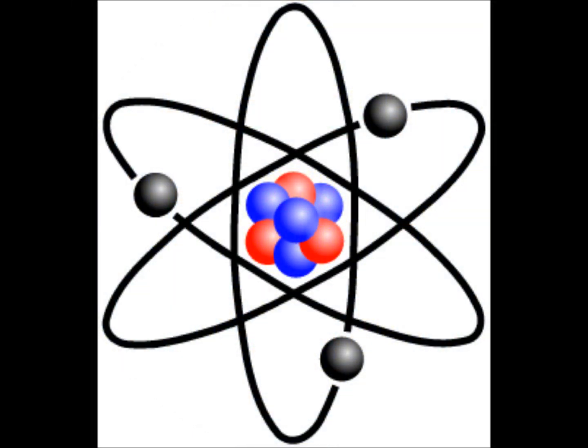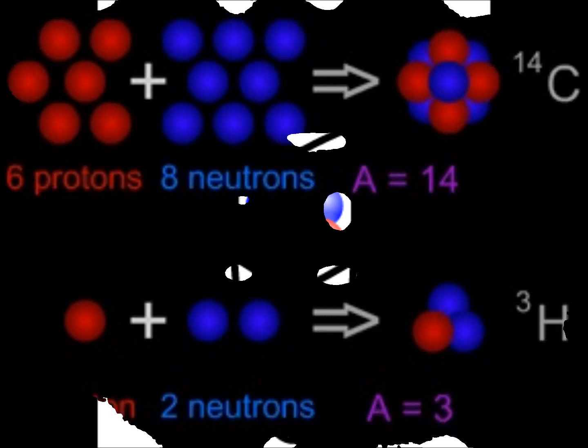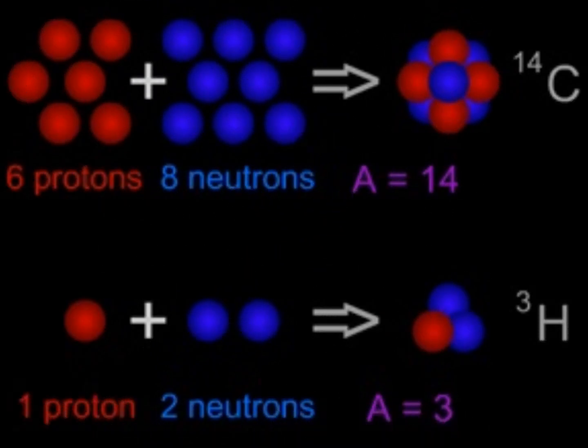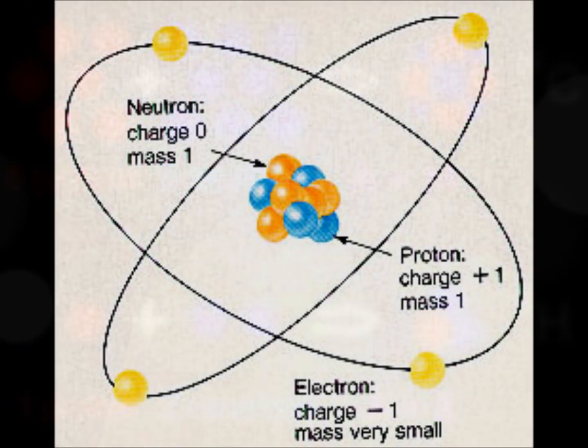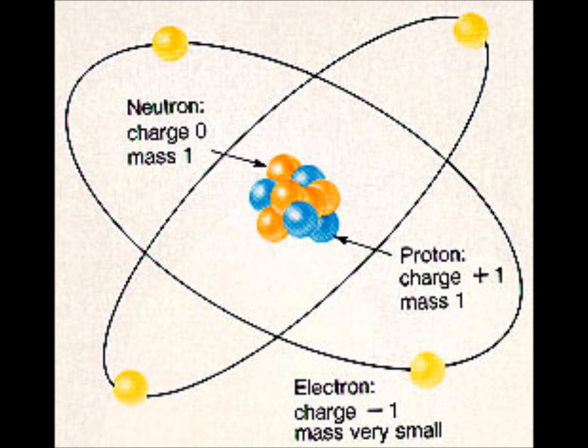Atoms consist of an electron cloud and a nucleus. The electrons each have the same mass and the same negative electric charge. The mass of an atom is given almost entirely by the nucleus, which consists of protons and neutrons. Protons have a positive electric charge and neutrons have no electric charge.